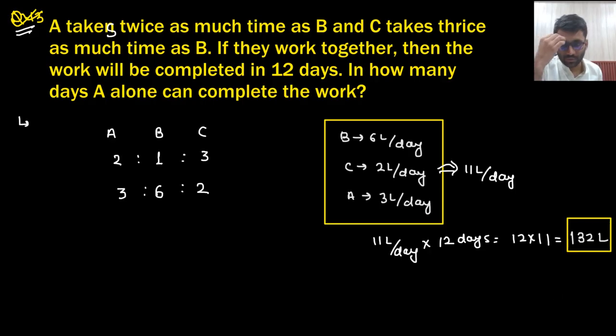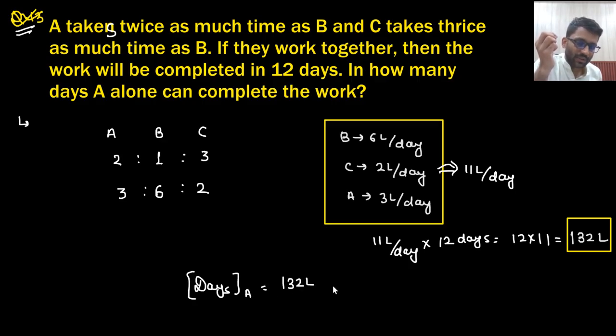Say yes or no. Now what they are asking is, in how many days would A alone do the work? So the days taken by A would be what? The job was eating 132 laddus. A was eating 3 laddu per day. So it would take 44 days. This is the final answer.